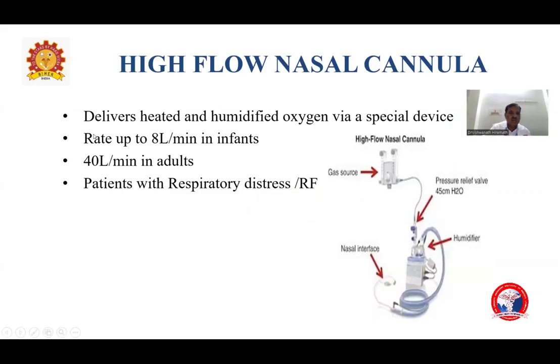High flow nasal cannula is a special type of nasal cannula which provides heated and humidified oxygen via a special device. The flow rate for infants is 8 liters per minute, and for adults 40 to 60 liters per minute. It is used for patients with respiratory distress or respiratory problems, and in COVID-19 patients with respiratory distress or respiratory failure, who were best managed with the high flow nasal cannula.